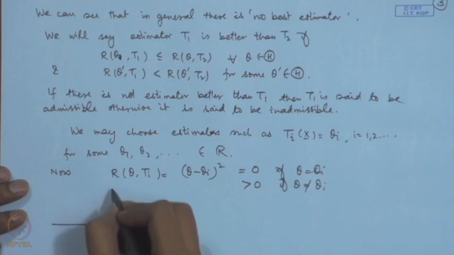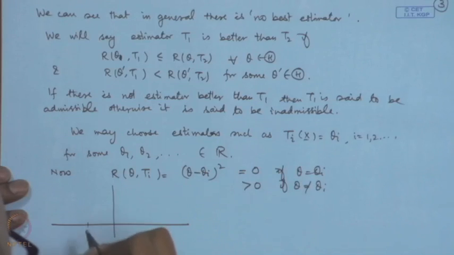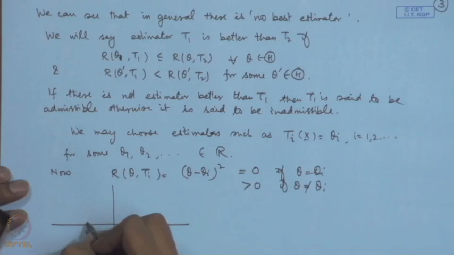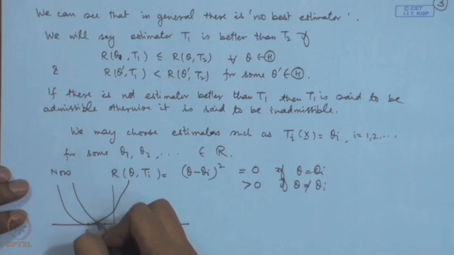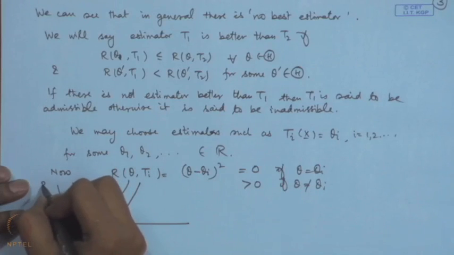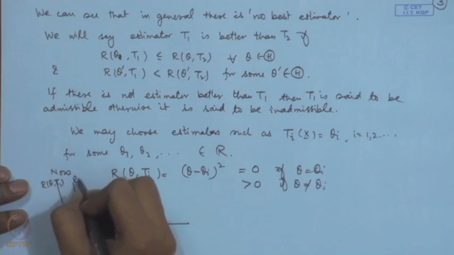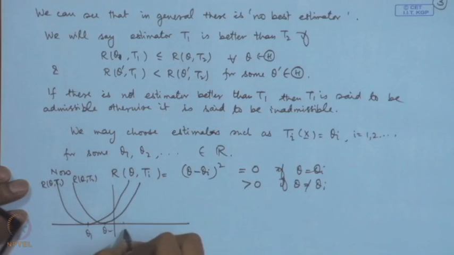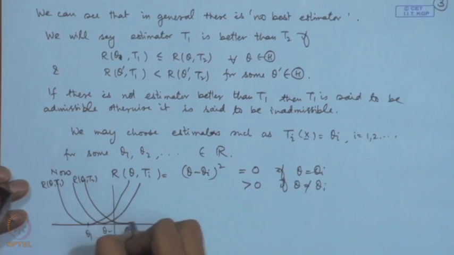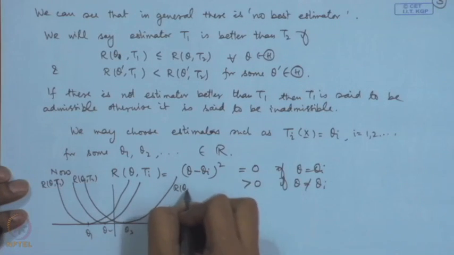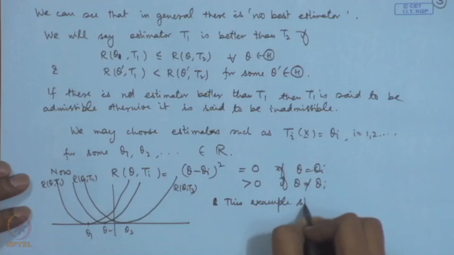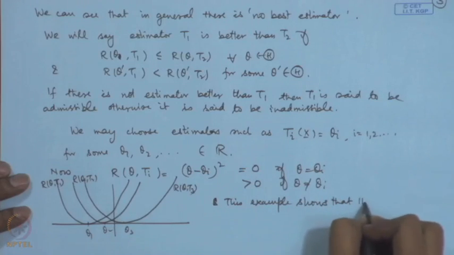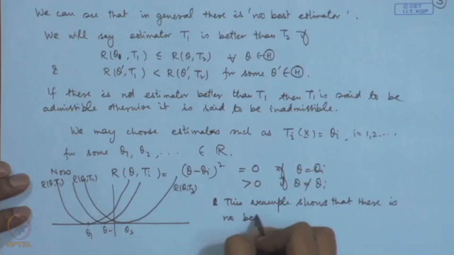So, if you consider the plot of each of these things, suppose this is the value theta_1, then r(theta, T_1) will be something like this. If you consider theta_2 here, then the risk function is r(theta, T_2). Suppose theta_3 is here, then its risk function will be like this, r(theta, T_3). So, you can easily see that there is no best. This example shows that there is no best.